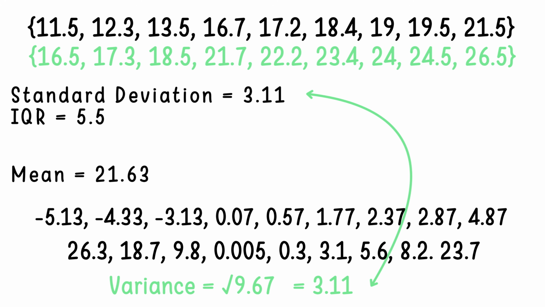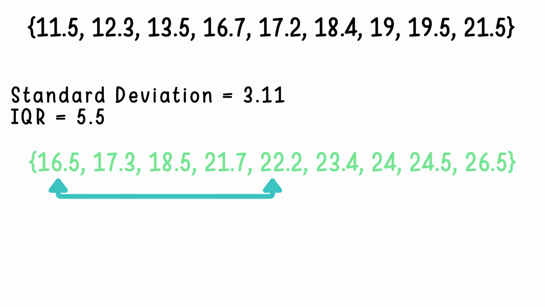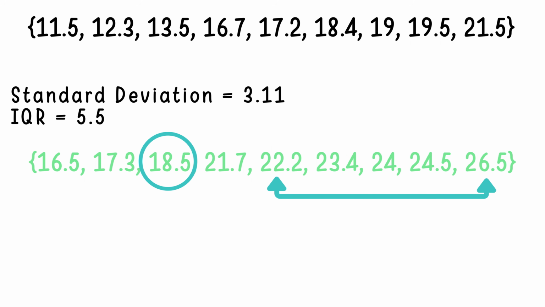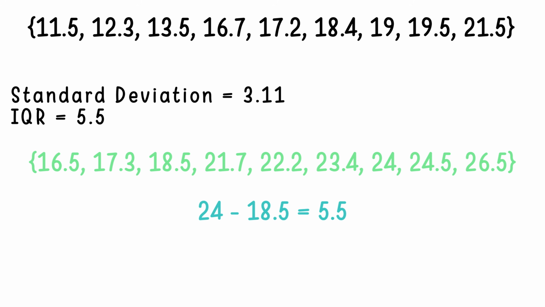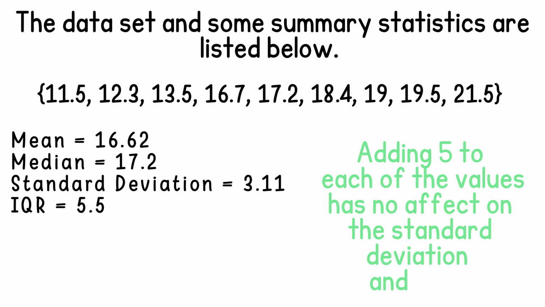so adding 5 to each data point didn't change it. Now we'll look at the IQR, so we'll bring down our new data set. And then we can find Q1 by looking at the median of our lower half of data, which in this set gives us 18.5. And we'll find Q3 by looking at the median of the upper half of data, so we'll get 24. Subtracting Q1 from Q3 will give us an IQR of 5.5. And we can see that this matches our original IQR as well. So we can say that adding 5 to each of the values has no effect on the standard deviation or the IQR.